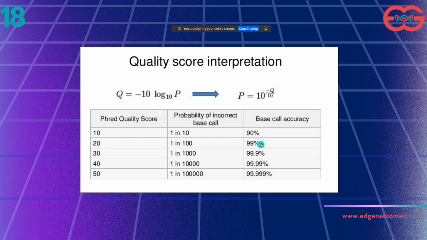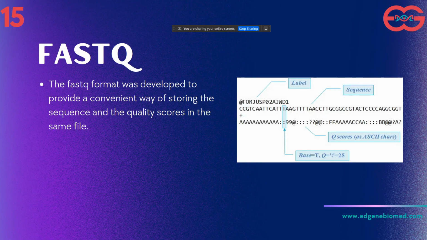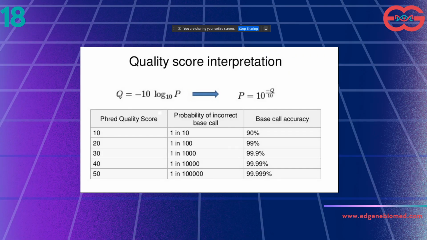Why? Because the base call accuracy will be 99%. So we always want to retain the sequences which are at least 99% good, or more than 99% confidence. Now in the first one, over here, they have mentioned 25. So 25 is more than 20, which means that the base call accuracy is more than 99%.